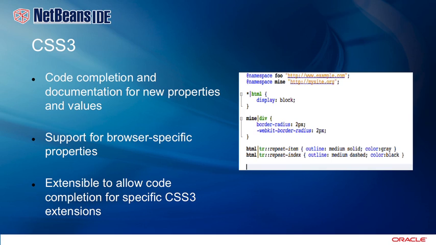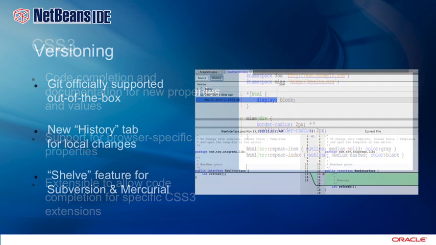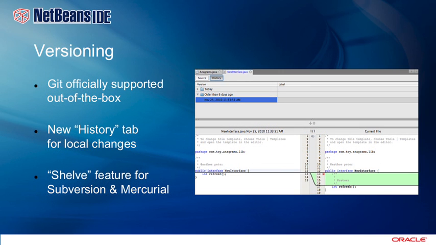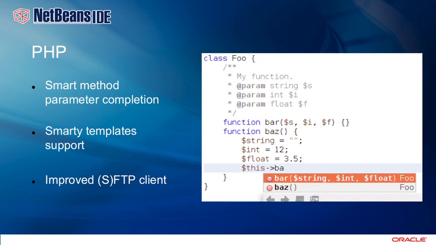The NetBeans CSS editor now includes several new enhancements for CSS 3, including new syntax support, code completion, and code navigation. In addition to support for Git now being bundled with the IDE, the new local history tab in all editor documents lets you easily switch between the source code and the changes made to individual files. The NetBeans PHP's lightweight yet powerful editor now has even smarter code completion, more templates, and improved FTP client support.